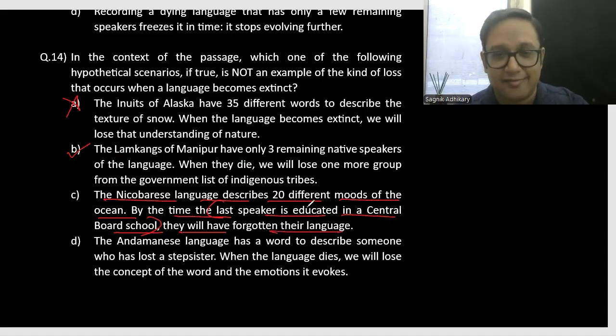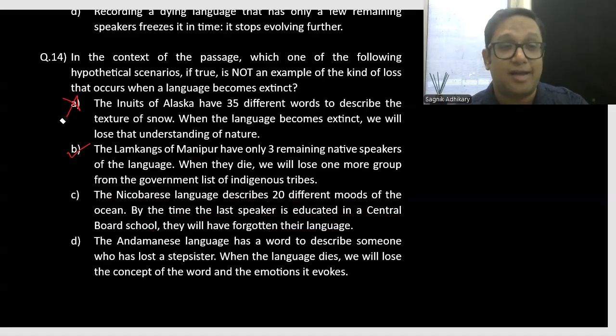If they forget the language, these 20 different moods of the ocean, which is a local cultural aspect, a local cultural knowledge, will be lost. Very much the kind of loss, something environmental, something cultural, additional to the loss of the language, that is being spoken about here. So C is not a valid choice. We can rule it out.